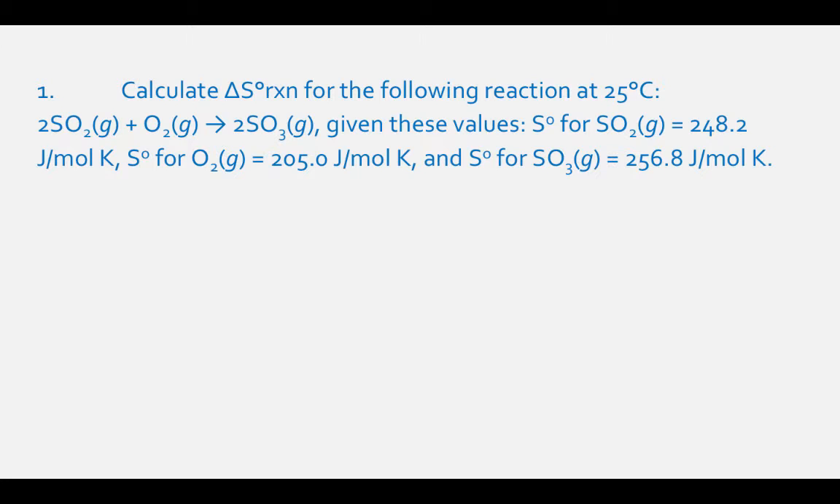Calculate delta S0 reaction for the following reaction at 25 degrees Celsius. 2 SO2 gas plus O2 gas results in 2 SO3 gas. Given these values, S0 for SO2 gas equals 248.2 joules per mole Kelvin, S0 for O2 gas equals 205.0 joules per mole Kelvin, and S0 for SO3 gas equals 256.8 joules per mole Kelvin.